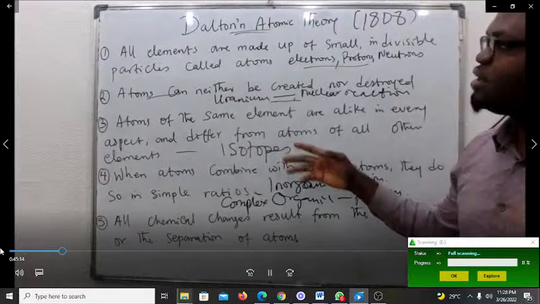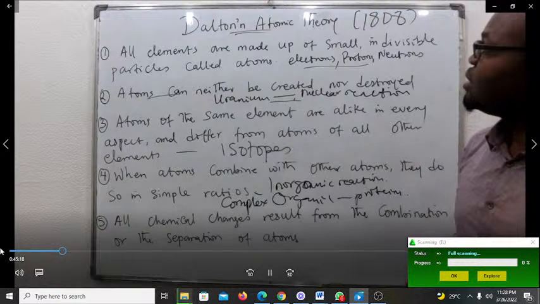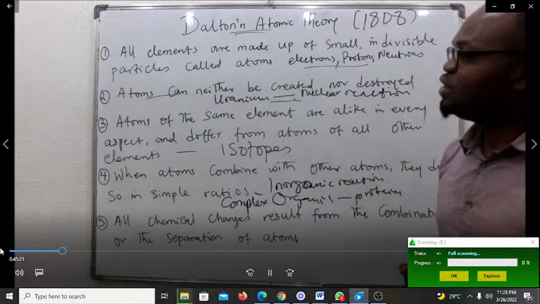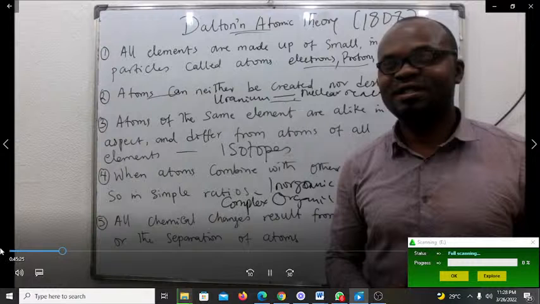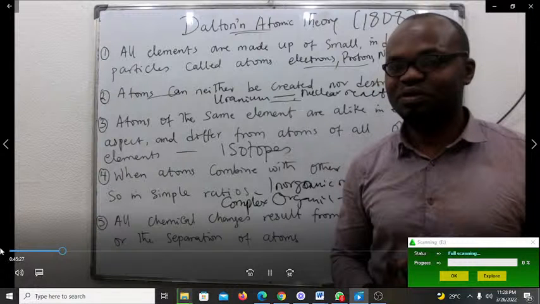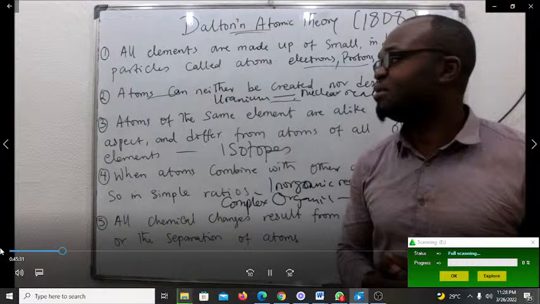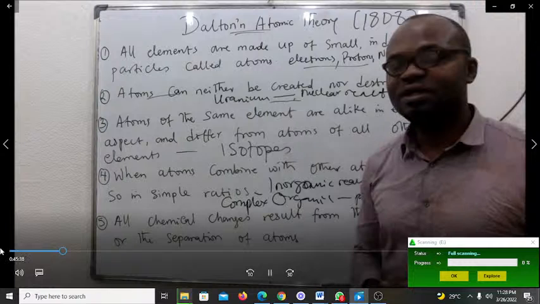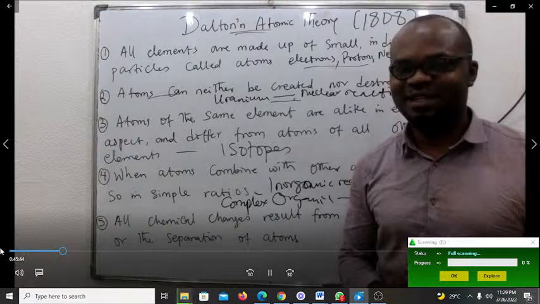Much of this has already been supported by things like the law of multiple proportions, the law of conservation of mass, and other laws. So in subsequent classes, we are going to be using those laws to do a lot of inferences. Thank you.